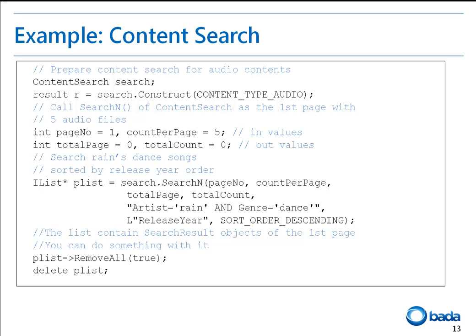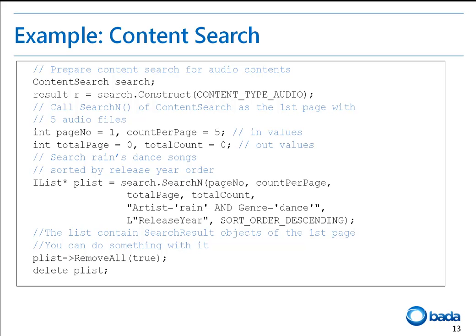Total page and total count are output parameters, and those are filled by the Search API. They show the total number of pages and the total number of audio files from the content database which match the query. The return value of the Search API will be a content information list, and the pointer of the iList class holds the information of the searched files.